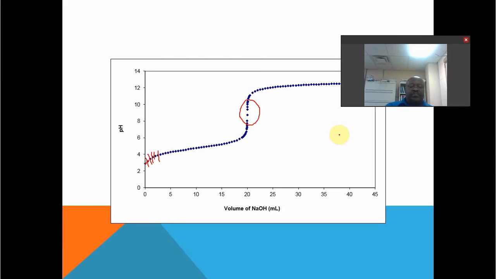If I go back here, if I know the volume is exactly 20, then I can look up here. If this were a real thing in the data logger, I could click on these points and find which volume is exactly 20, and then I could read the corresponding pH. So once you know the equivalence point volume, you go to the titration curve, identify that in the titration curve, and read the corresponding pH. That's the pH at the equivalence point.